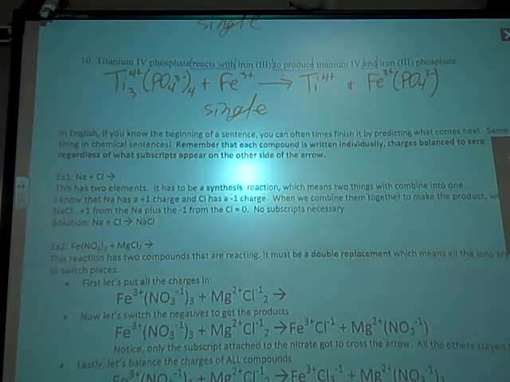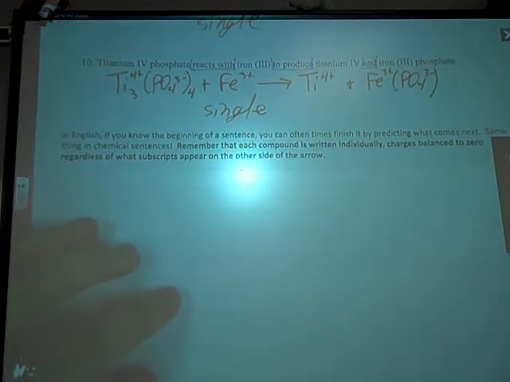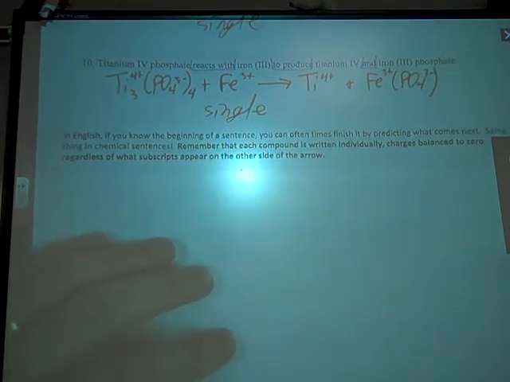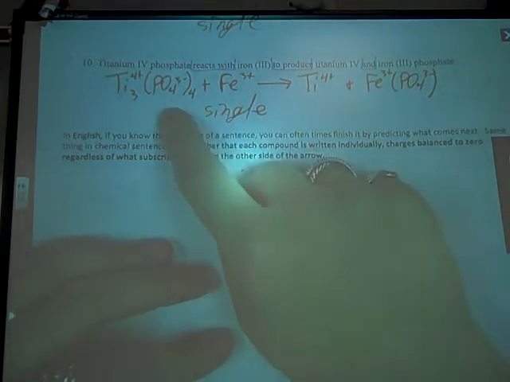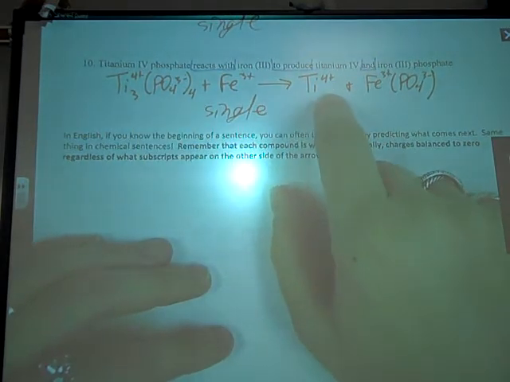Now we're going to talk about predicting products. So in English, if you know the beginning of a sentence, you can oftentimes finish it by predicting what comes next. Same thing in chemical sentences. Remember that each compound is written individually, charge is balanced to 0 regardless of what subscripts appear on the other side of the arrow. So, like this example here, titanium has a 3 here, no such business over here because it's not part of a poly, doesn't get to come.